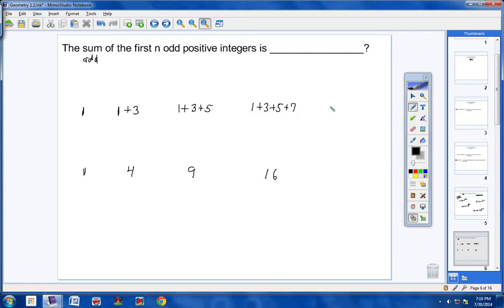Let's try one more. 1 plus 3. Do you see what I'm doing? I'm just adding odd integers. That's all I'm doing. And every time I add another odd integer. So 1 plus 3 plus 5 plus 7 plus 9 would give me 25. Now, do you see anything special or any pattern about these numbers?